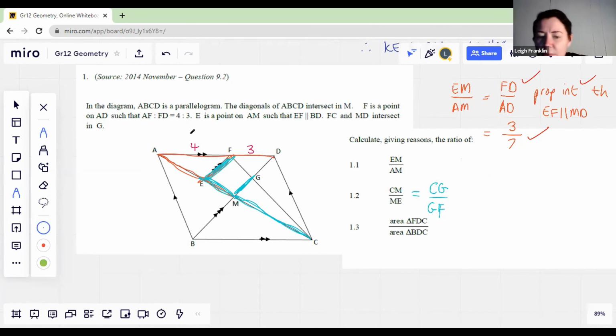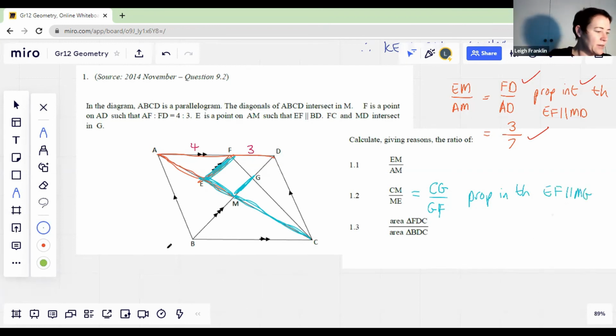So I have to provide a reason, Matrix. Prop end theorem, quite right, Chad. Prop end theorem. And then I've got to remember to write EF parallel to MG. Good. Excellent. Okay, so now what's the next step in the problem? We've got CM over ME. Yes, ME. Sorry.